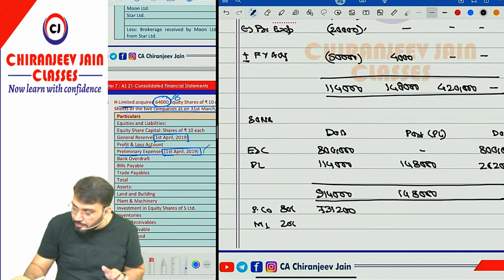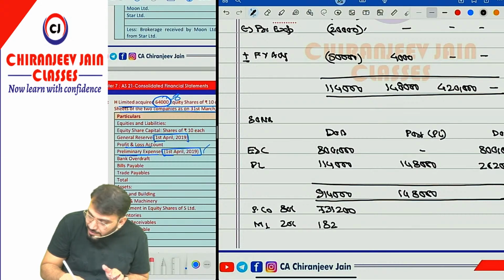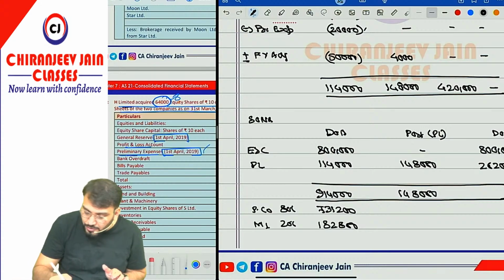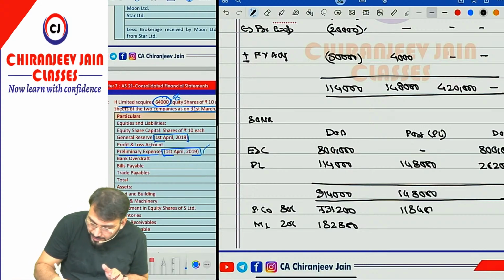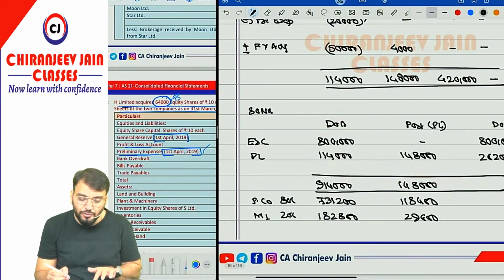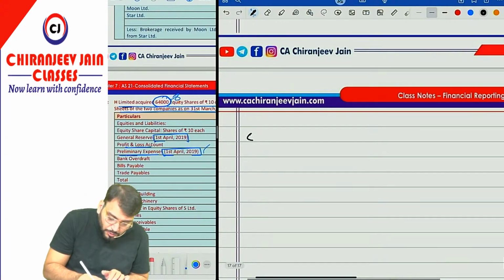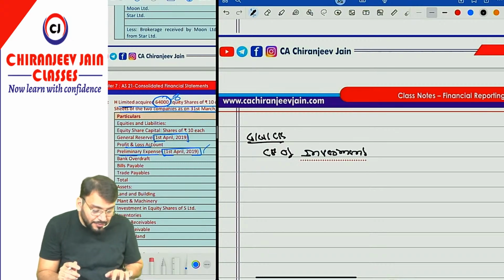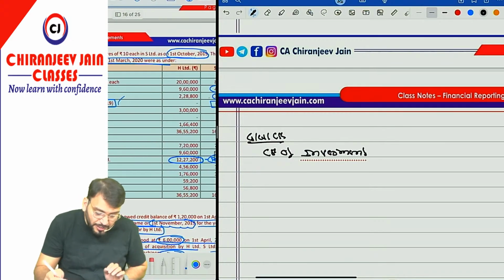7,31,200, minus equal to 1,82,800. And 80% of 1,48,000 how much? That is 1,18,400, minus equal to 29,600. Have you understood this? That is also done. Now we'll do goodwill or capital reserve. So what is the cost price of investment? That is already correct cost price, so no rectification is required.